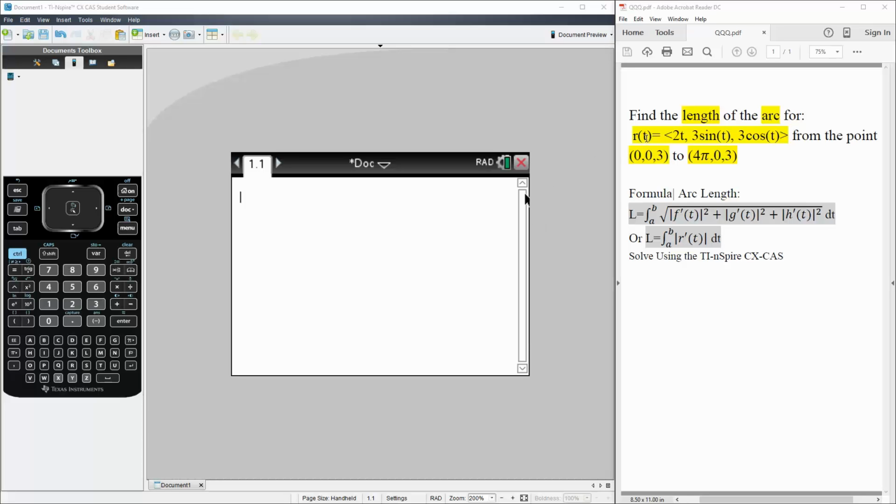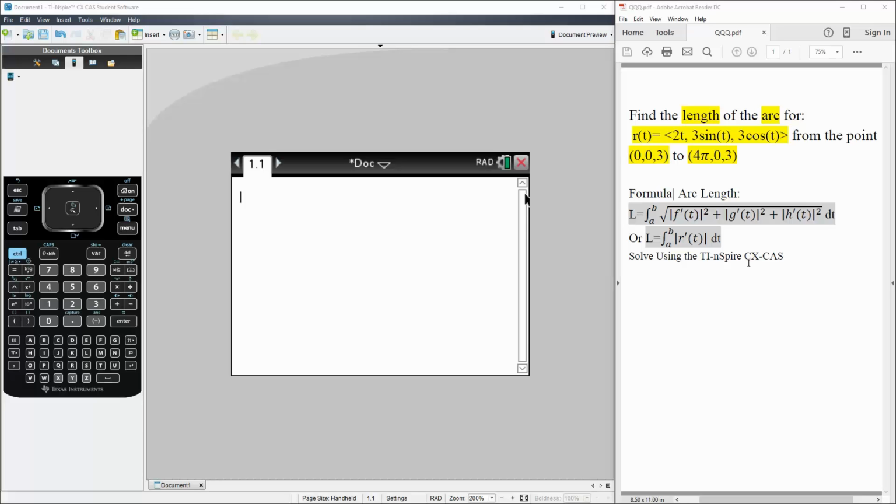Okay, in this question, we want to find the length of the arc for r(t) equal to the vector 2t, 3 sine t, 3 cosine t from the point (0, 0, 3) to (4π, 0, 3). And we'll solve this question using the TI.